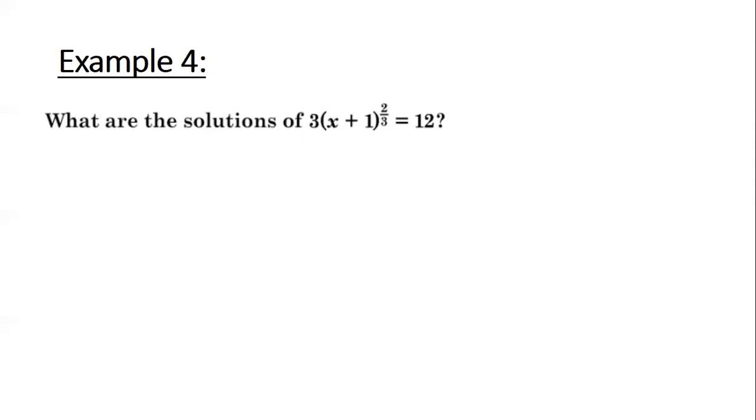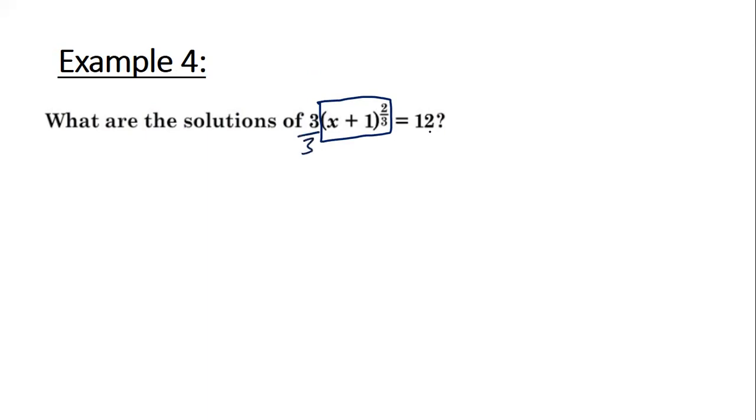All right, let's dive in. So here we have 3 times x plus 1 to the 2/3 equals 12. So step one is you want to get your factor that has the exponent by itself. So what needs to move so that x plus 1 to the 2/3 is by itself? 3. How do I move the 3?